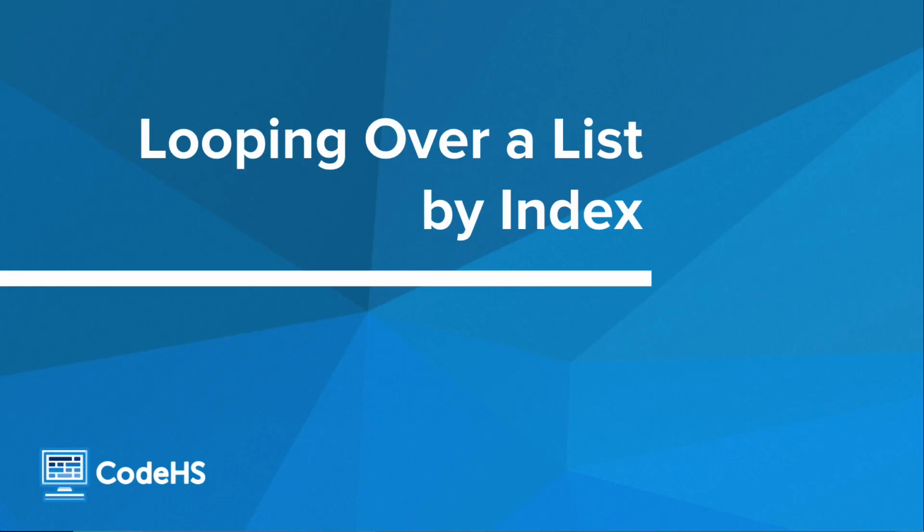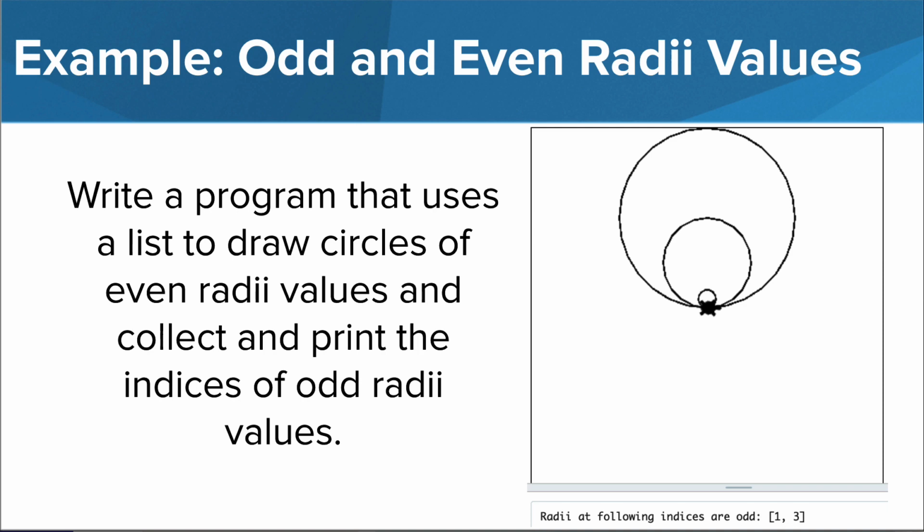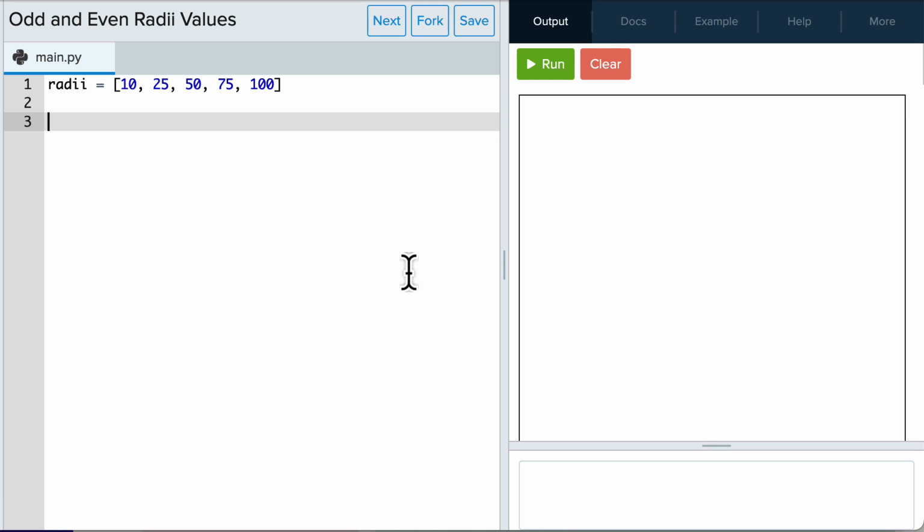Let's take a look at an example of this in the editor. In this program, we're going to look through a list of radii values and use the value to draw a circle if the value is even, and collect and print the index value of any odd values. To start, we have a list of radii values. Some of the values are odd and some are even.